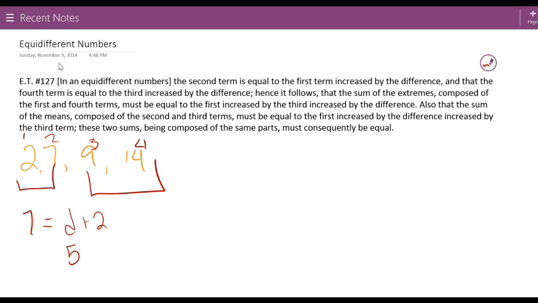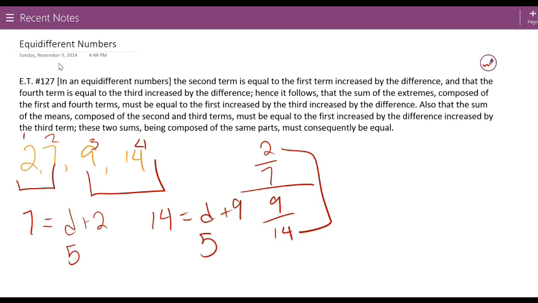And let's look at fourth and third. So 14 equals difference plus 9. Again, we have 5. All right, so that's what that section is talking about. Hence it follows that the sum of the extremes, composed of the first and fourth terms, must be equal to the first increased by the third increased by the difference. So we would have 2 over 7, 9 over 14. So the sum of the extremes is going to give us 16.